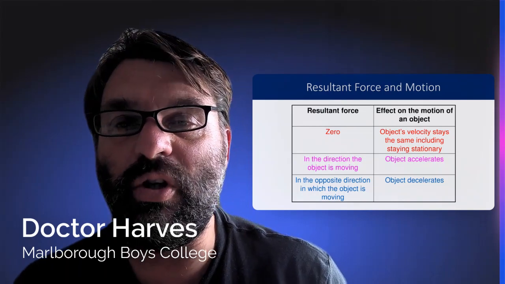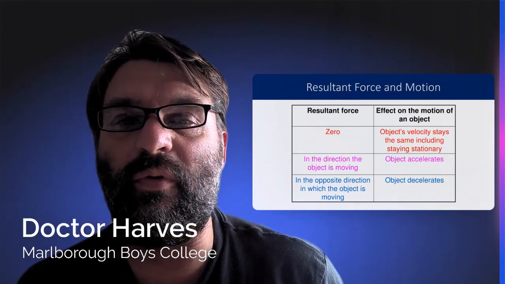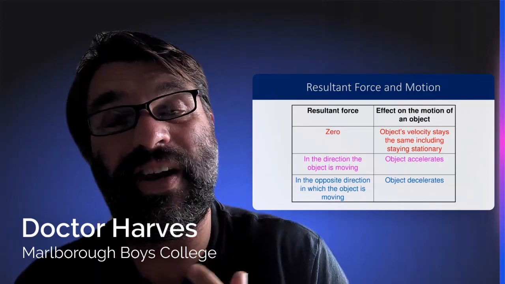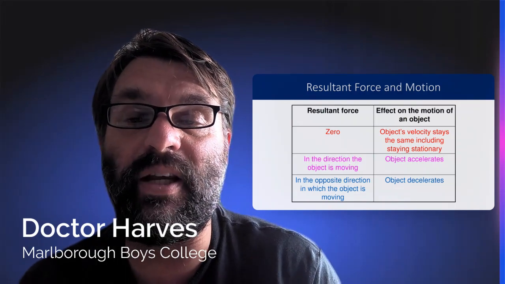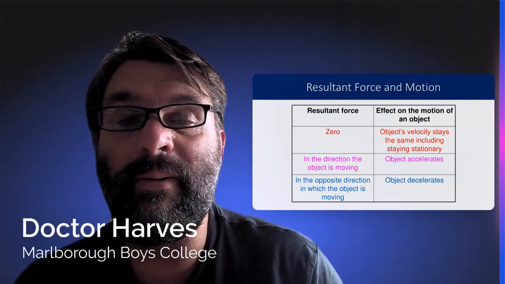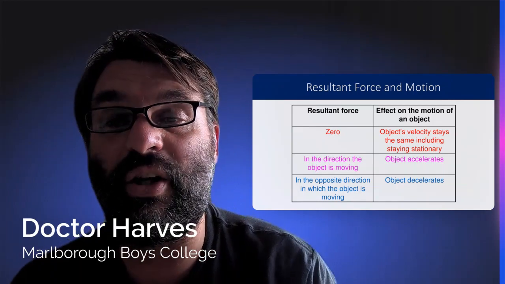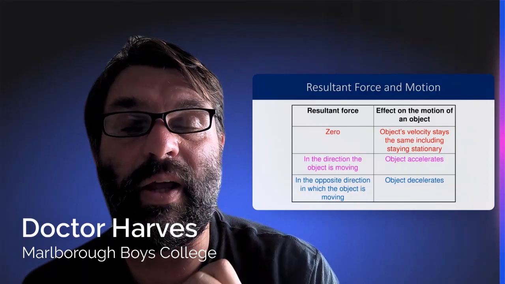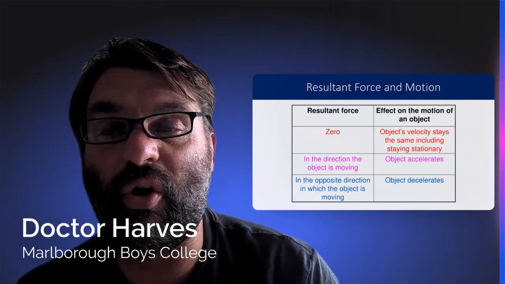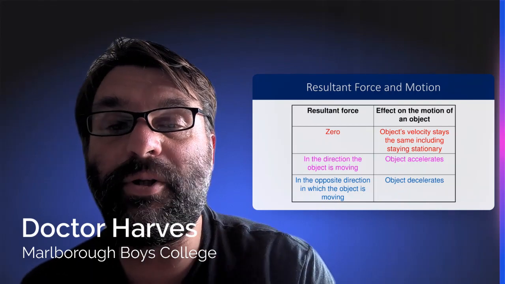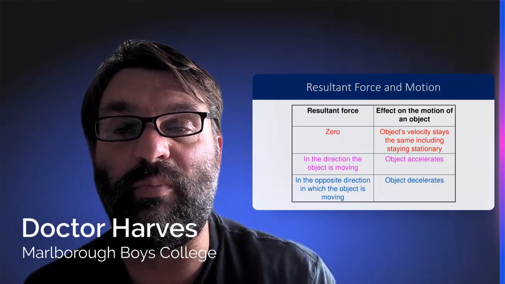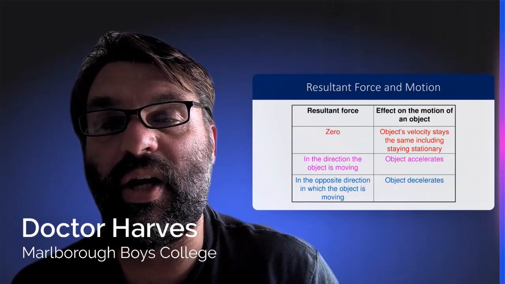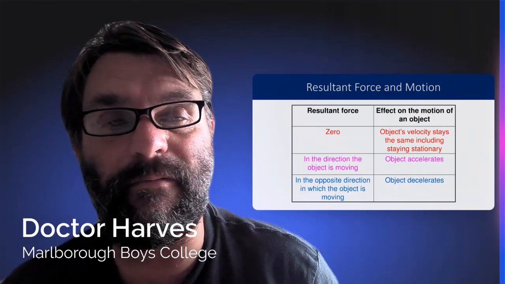In terms of the motion of an object and the relationship between that and the resultant force, if the resultant force is 0, then the object's velocity stays the same. That can include the velocity being 0, meaning stationary, but it can also mean it moves at a constant velocity, no acceleration. If the resultant force is in the direction of the object that is moving, then the object is going to accelerate. There'll be a change in velocity over change in time. And if the resultant force is in the opposite direction to which the object is moving, kind of pushing back, then the object will slow down or decelerate. The change in velocity over change in time will be negative.